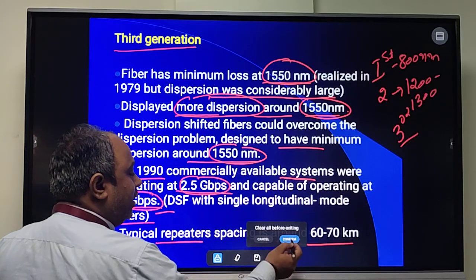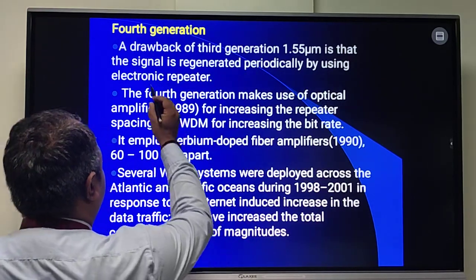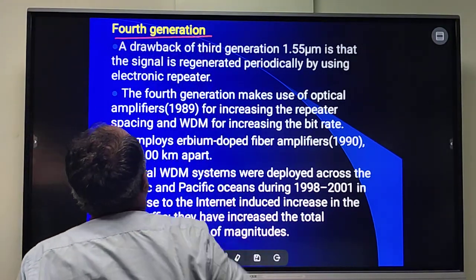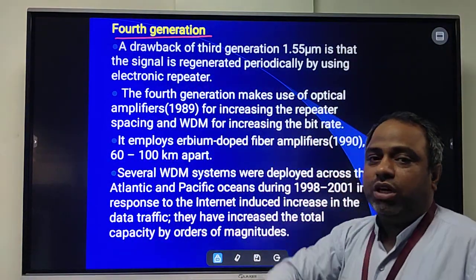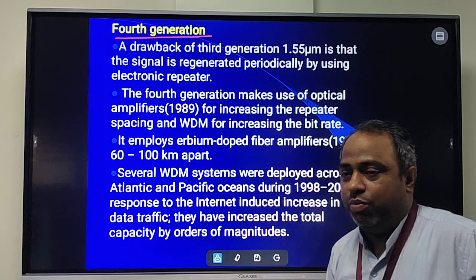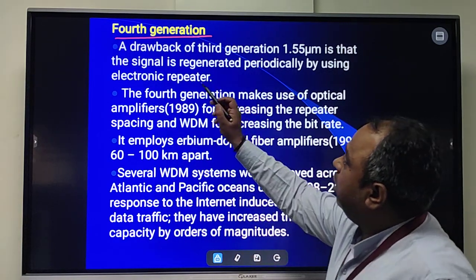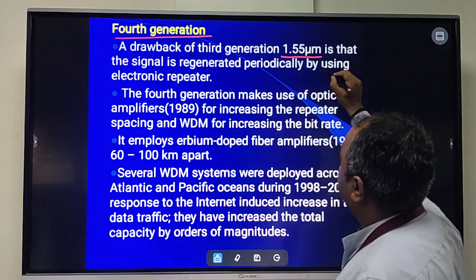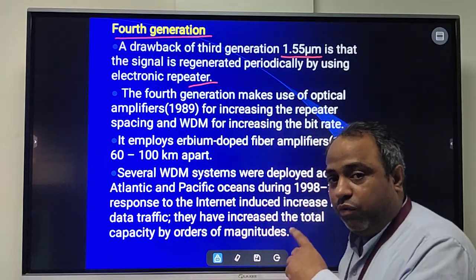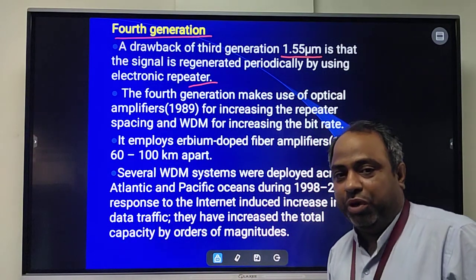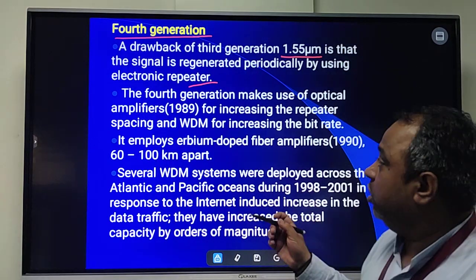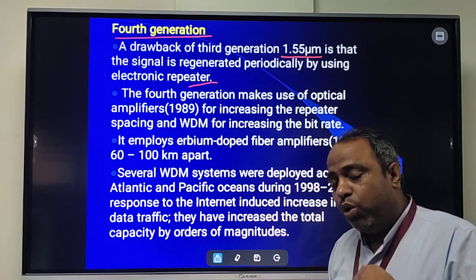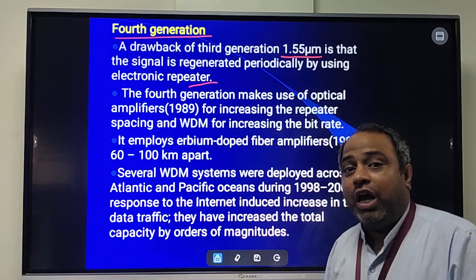Now we are talking about the next generation, the fourth generation of optical communication. The fourth generation overcomes the drawbacks of the previous generation and improves on it. The drawback of the third generation at 1.55 micrometer is that the signal is regenerated periodically by using electronic repeaters. At 1550 nanometer we use electronic repeaters for the transmission of a signal over a particular span of 60 to 70 kilometers. But now in this generation, more advancement is coming and we go for amplifiers.